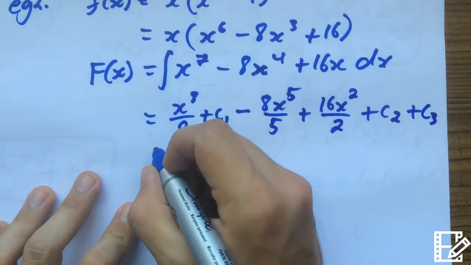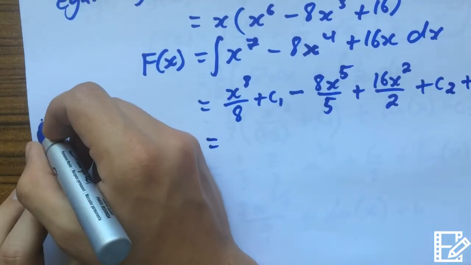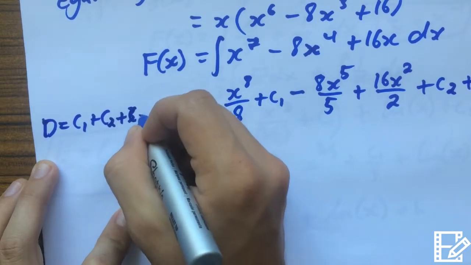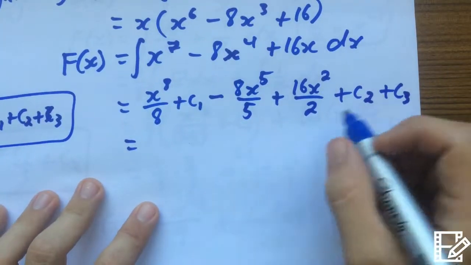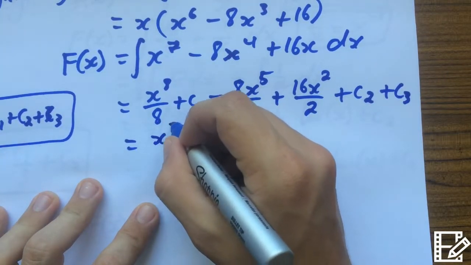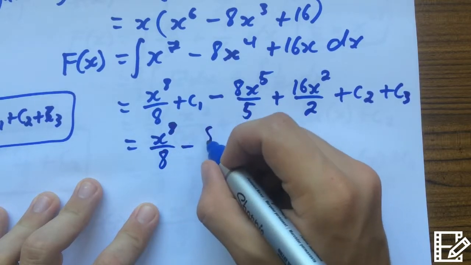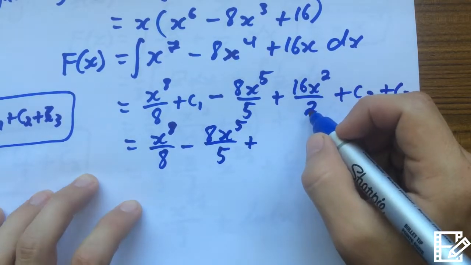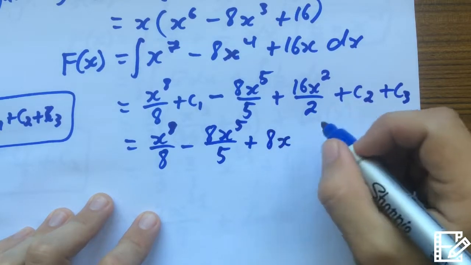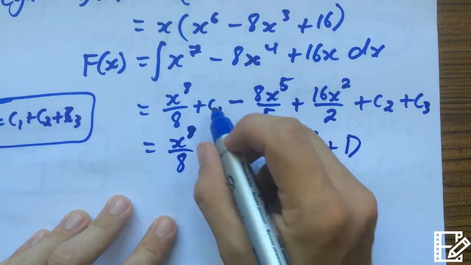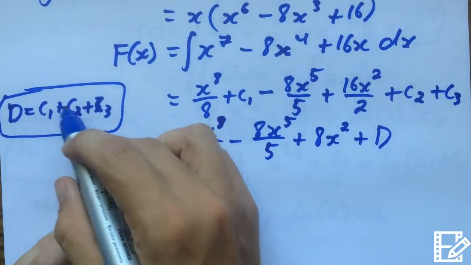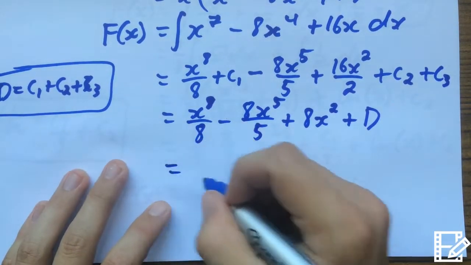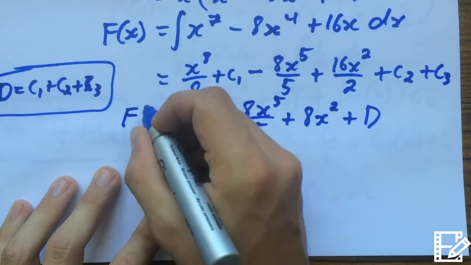Okay? And just like before, let's say D equals C1 plus C2 plus C3, which means that I can now write x to the power of 8 on 8 minus 8x to the power of 5 on 5 plus, well, this is 16 divided by 2, which is going to be 8, so it's just going to be 8x squared plus d, because instead of writing all these constants, I can just write it with one constant, which equals all of these added together. Okay, and that is our integral.